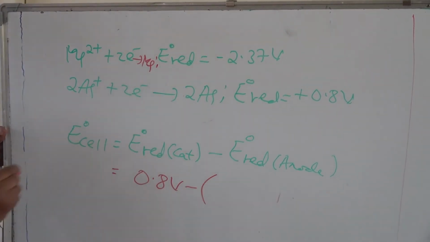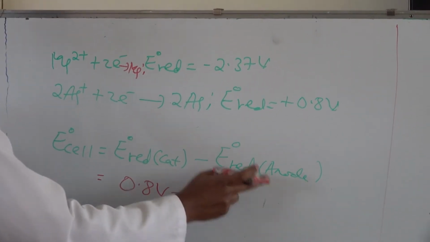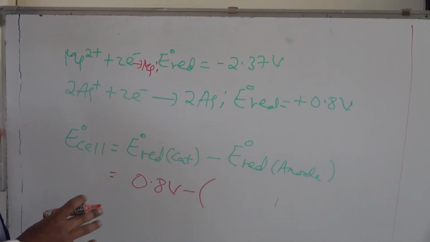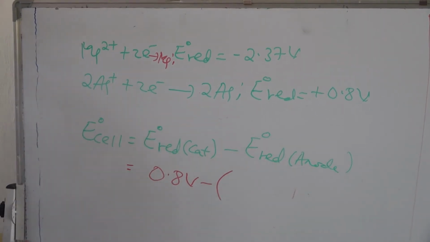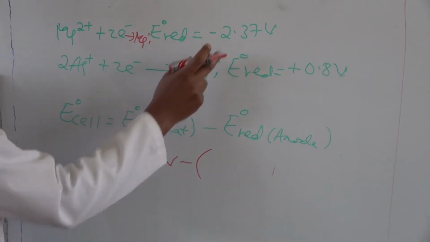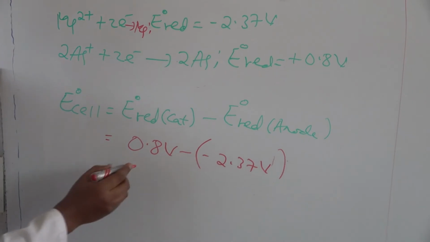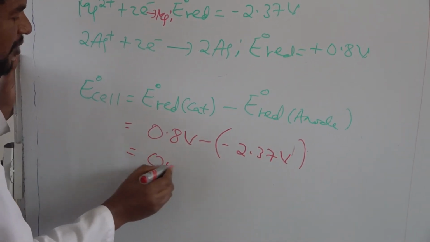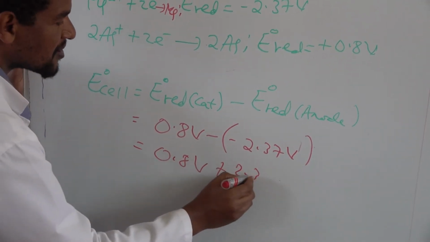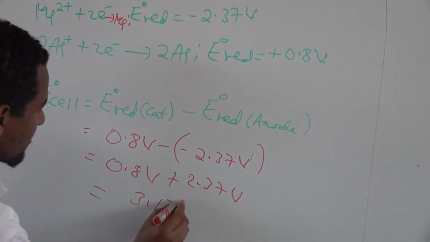Minus, open the bracket, E of reduction at anode. The relation between E of reduction at anode and E of oxidation at anode is that one is the reverse of the other. In the oxidation part, what is given is positive, but the reduction is negative. So here, negative 2.37 volt. Together, minus minus plus, it is 0.8 volt plus 2.37 volt. You will get the same answer, which is 3.17 volt.